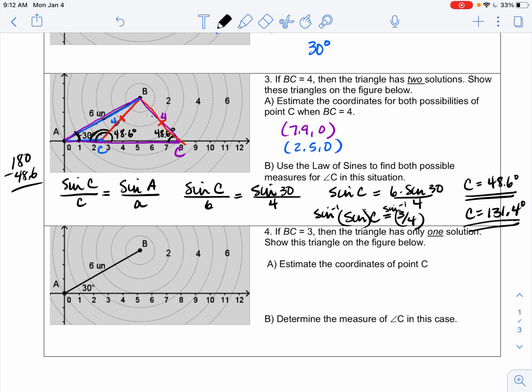Now, we have two very distinct different angle C's. We know both angle A's are 30 degrees in both triangles. We know both angle C's. Let's go with the acute angle is the 48.6 and the obtuse angle is the 131.4. Can you figure out what angle B is? Well, absolutely. You would add these together, subtract from 180 to find that third angle. And then once you have the three angles, you're able to figure out what that third side is.